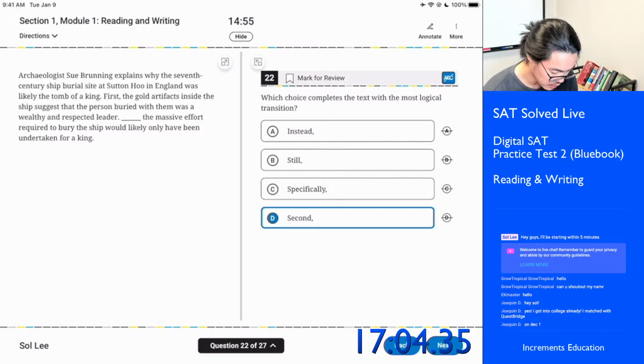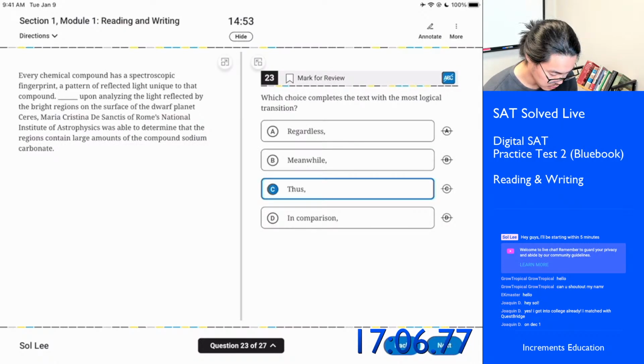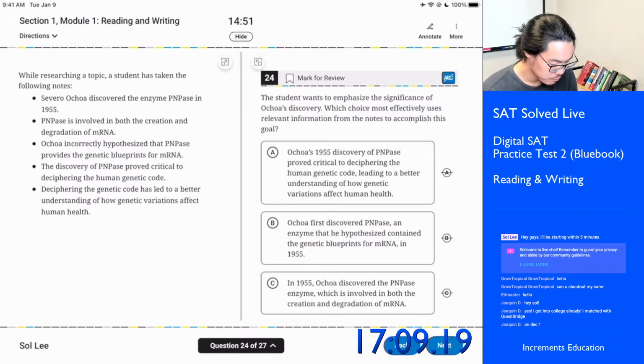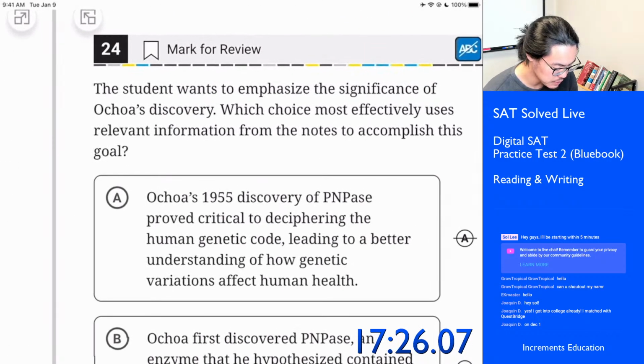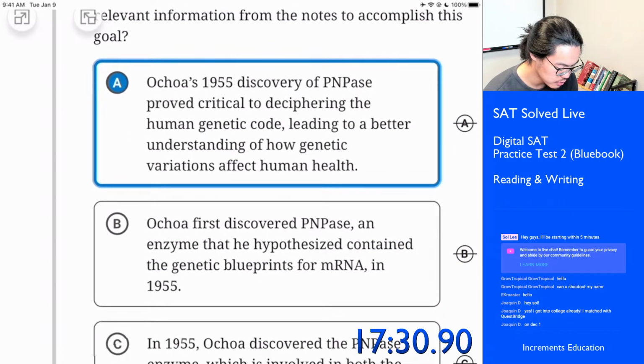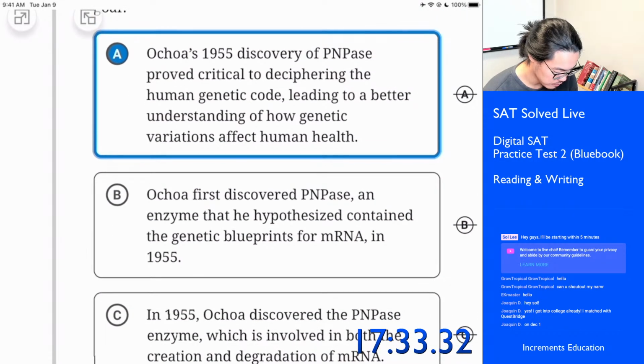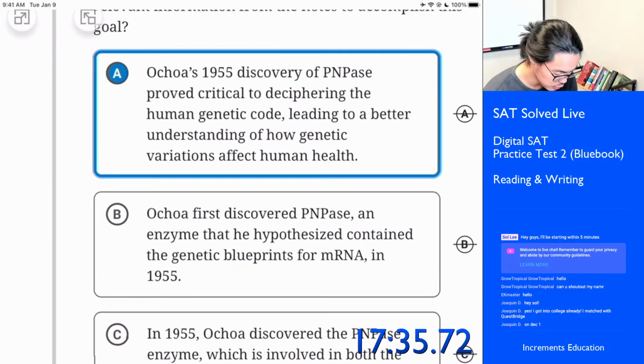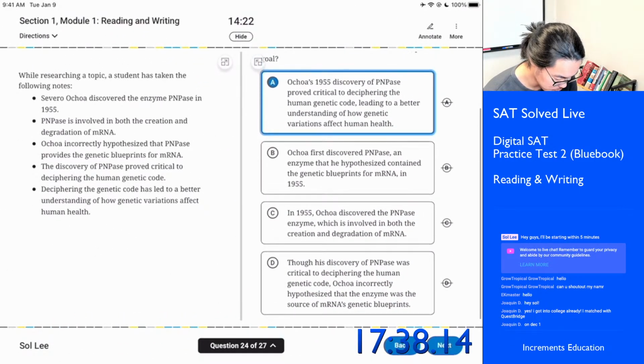Okay. Yeah. We had two. We had three logical transition questions. Now we're in the synthesis. Okay, for these, I do end up just basically using this. Emphasize the significance of the discovery, and then right here, prove critical. Oh my god, this UI is such garbage. I can't even zoom. All right.